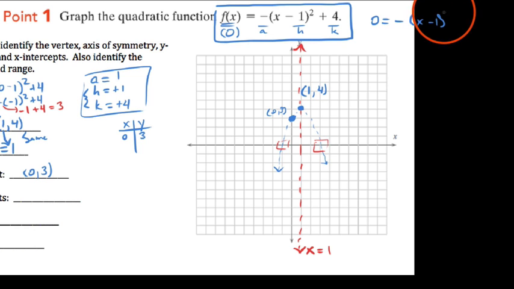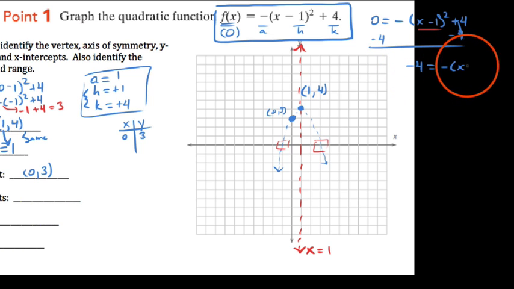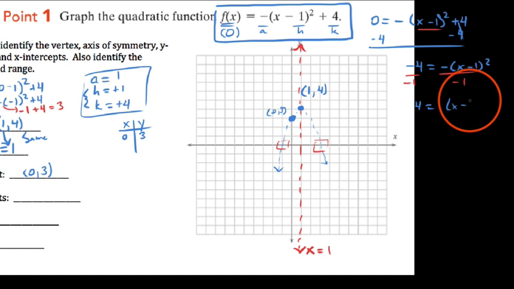Now, solving this, because I know that I have just this squared quantity right here, I can get it by itself and use square roots to solve it. So I'm going to start by subtracting 4 from both sides. We would get that -4 equals -(x - 1)^2. And so now I'm going to divide everything by -1. This is going to make the left side a +4, and this is going to be equal to (x - 1)^2.